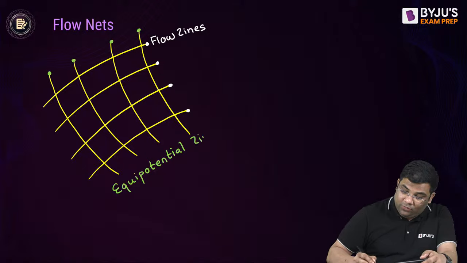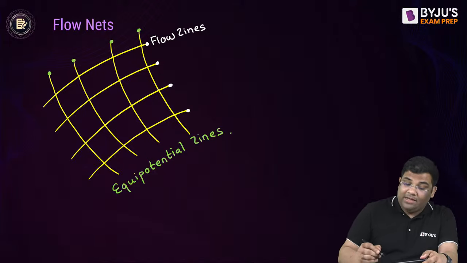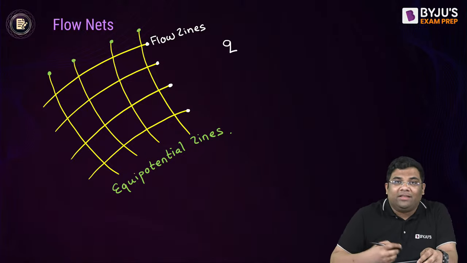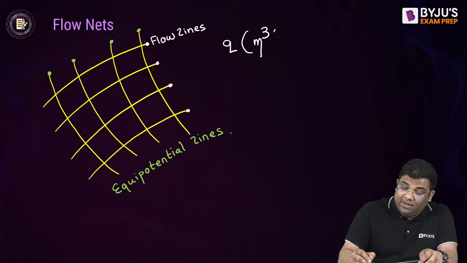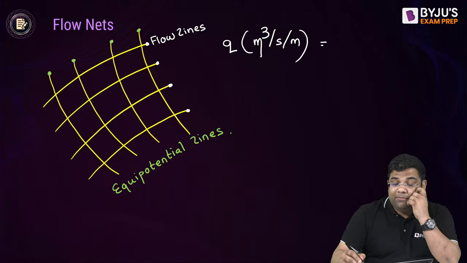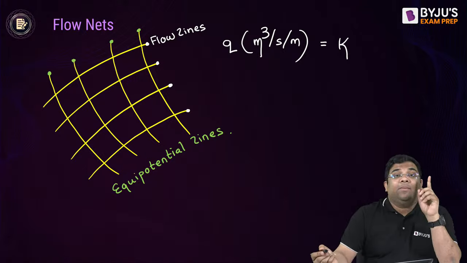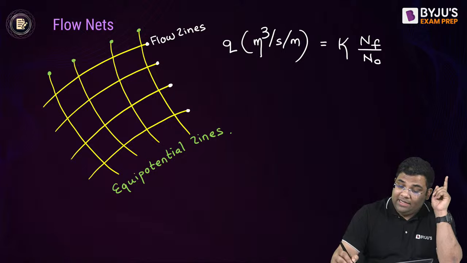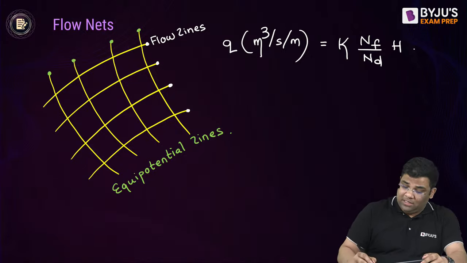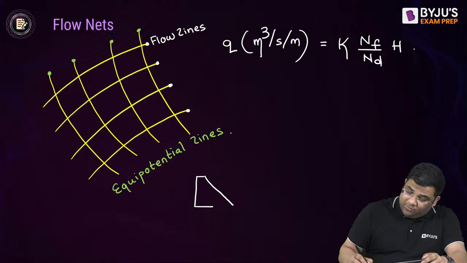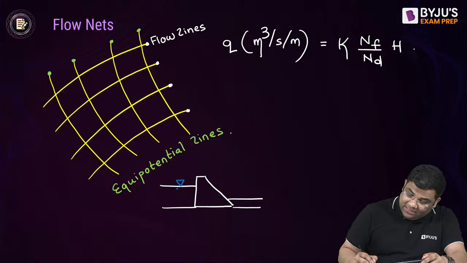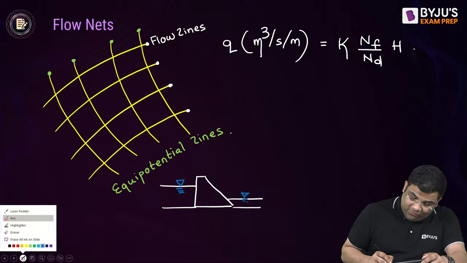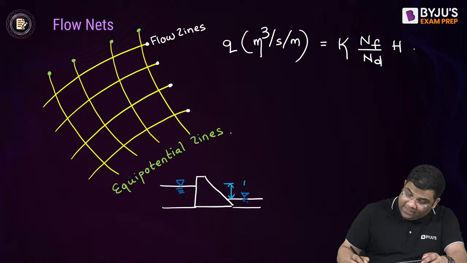So in this flow net, the most prominent equation they ask is to find out the discharge per unit width. Discharge per unit width means meter cube per second per meter. Diagram will be given to you. This will be equal to the coefficient of permeability, K, times Nf by Nd, into the total head difference. Suppose they give you a dam or a small hydraulic structure like this. I can find out the head difference very easily. Suppose the level of water is given, then I can easily find the head difference, H.